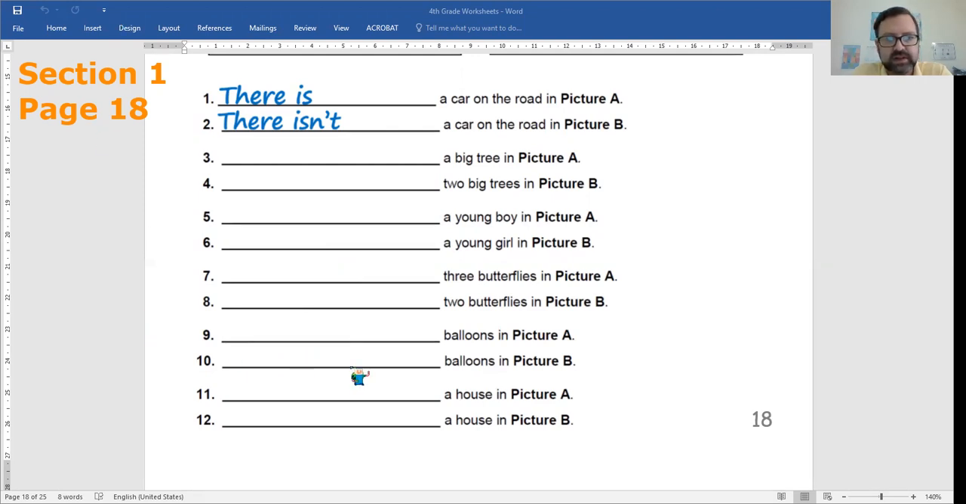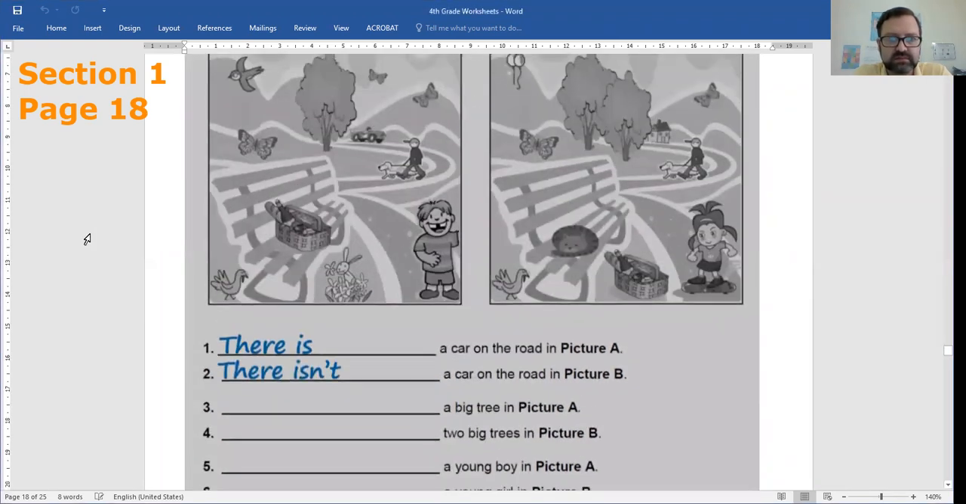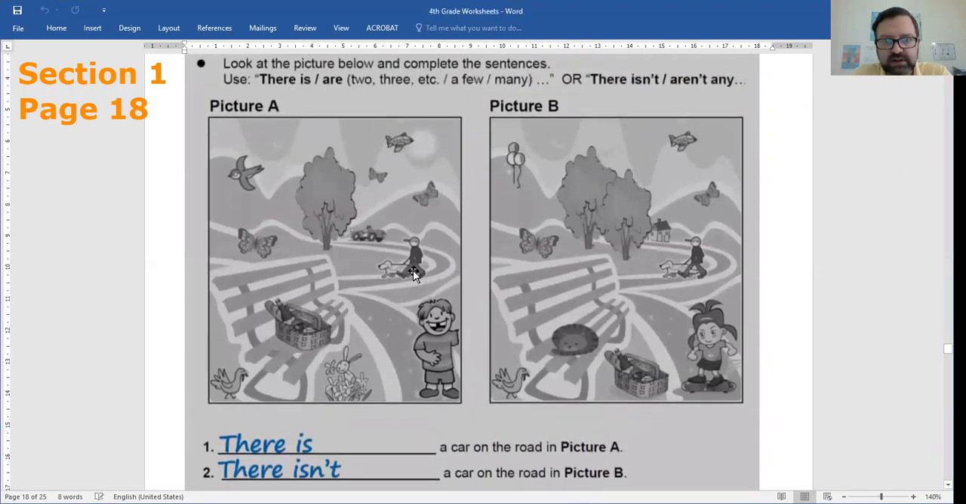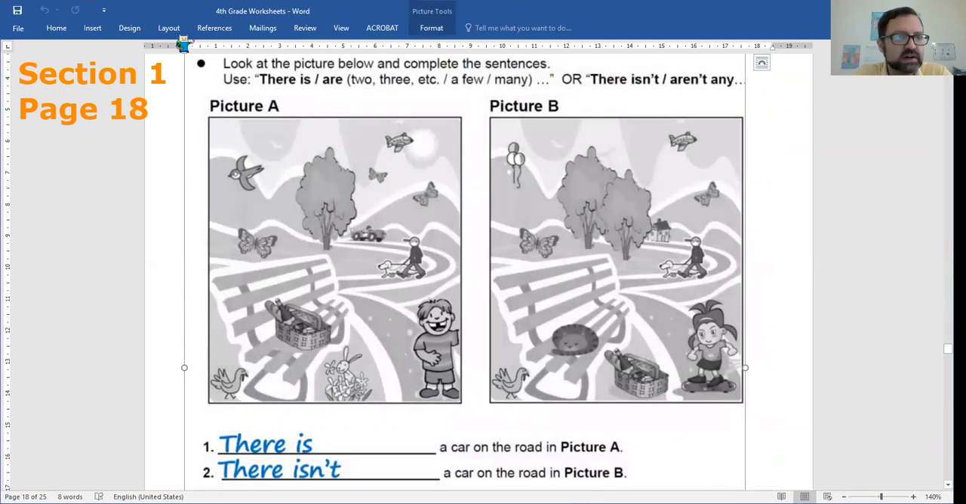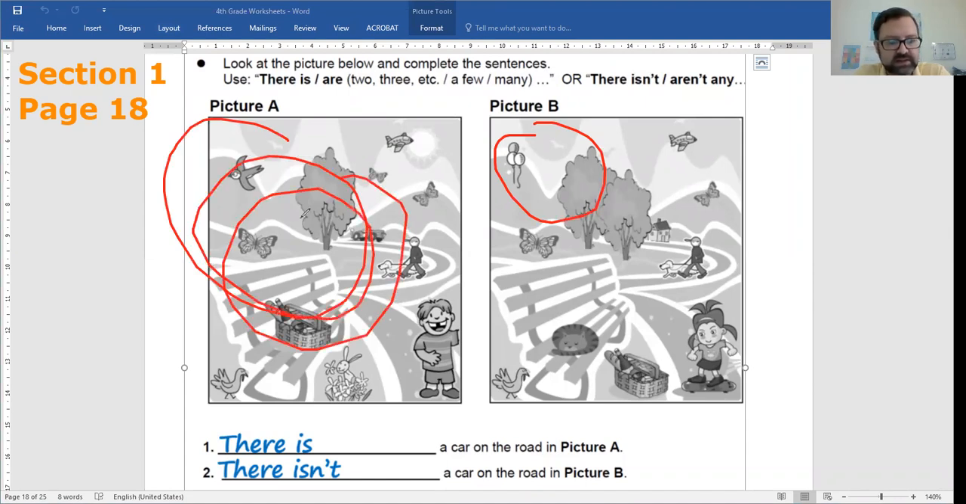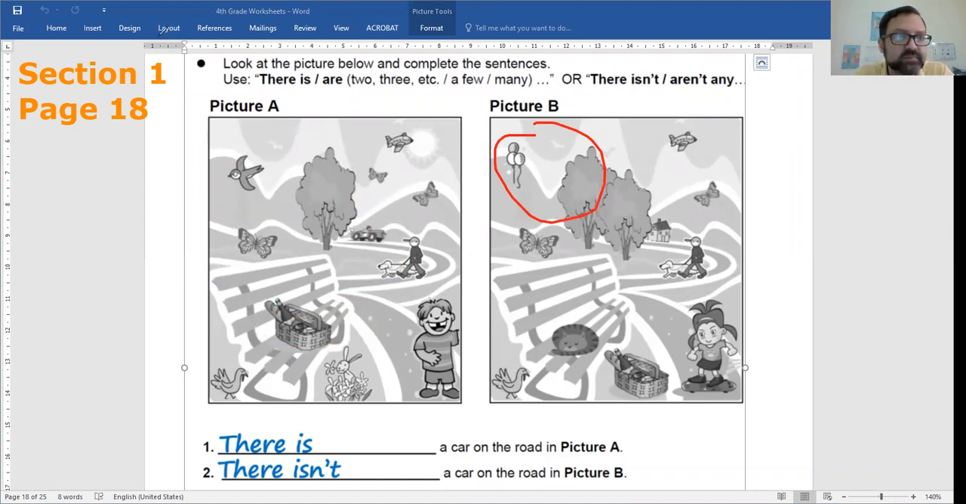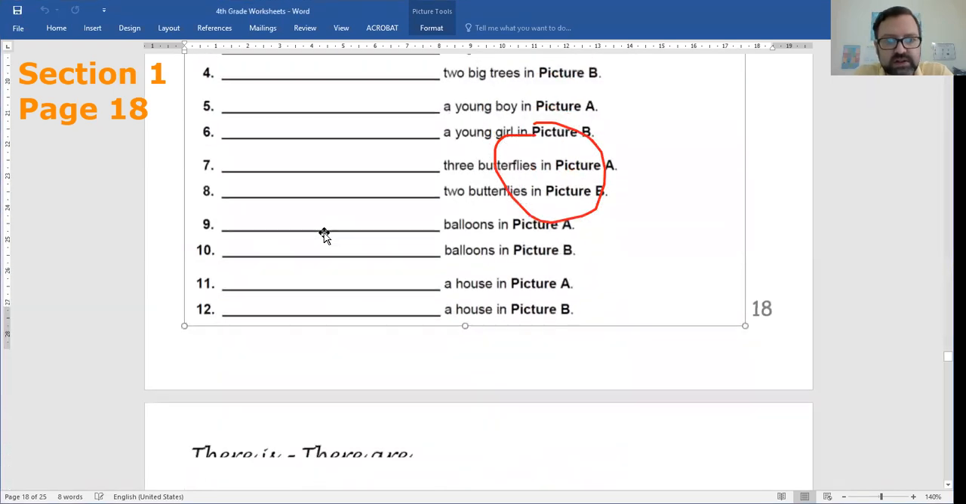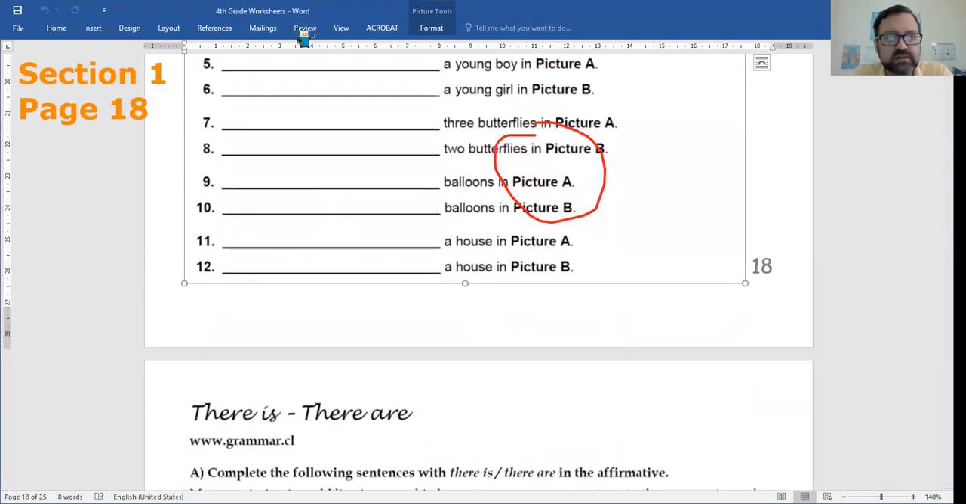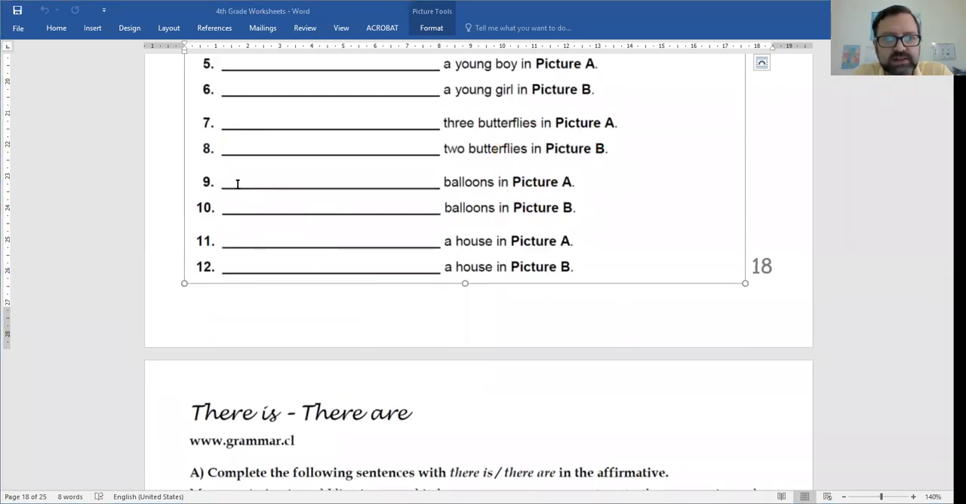All right, let's continue. Nine and 10, blank balloons in picture A, blank balloons in picture B. Let's look here. I do not see any balloons here. Here's some balloons in picture B. Picture A, I got nothing, it seems. So what should I put here now? Here we need to add some words, all right? There aren't.